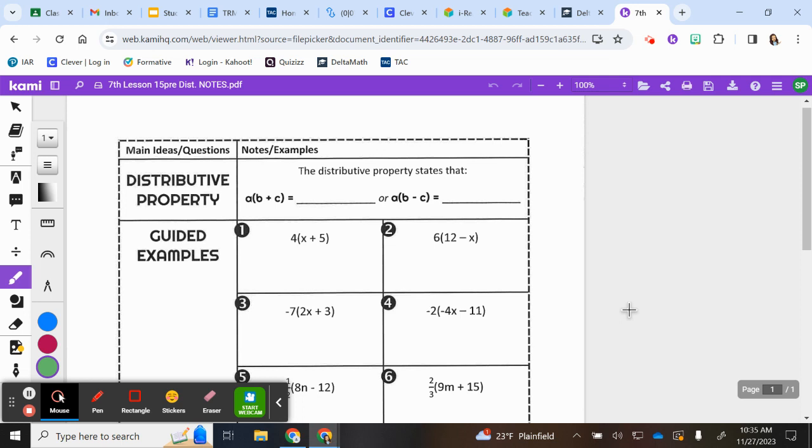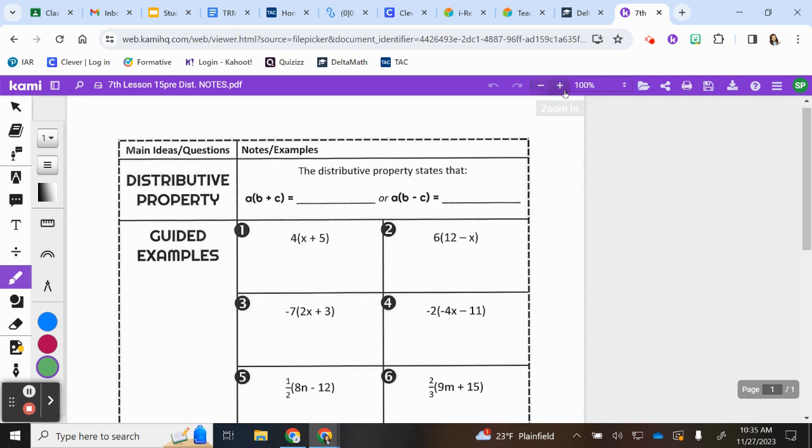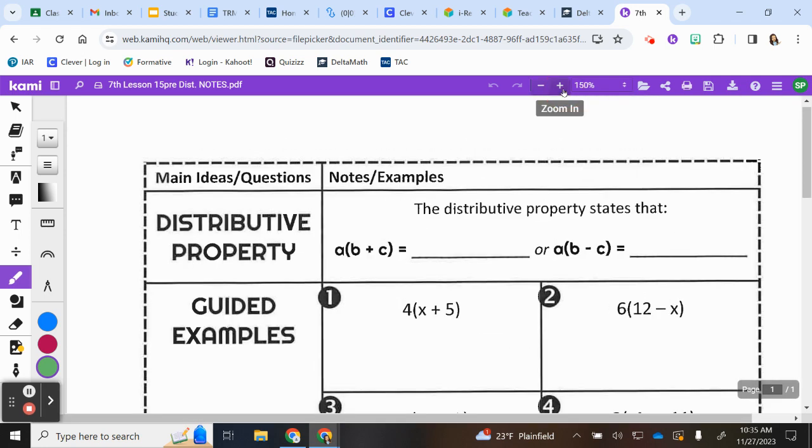All right, these are the notes for the distributive property. You should have gotten this worksheet. I'm going to zoom in just to make my writing a little bit easier.